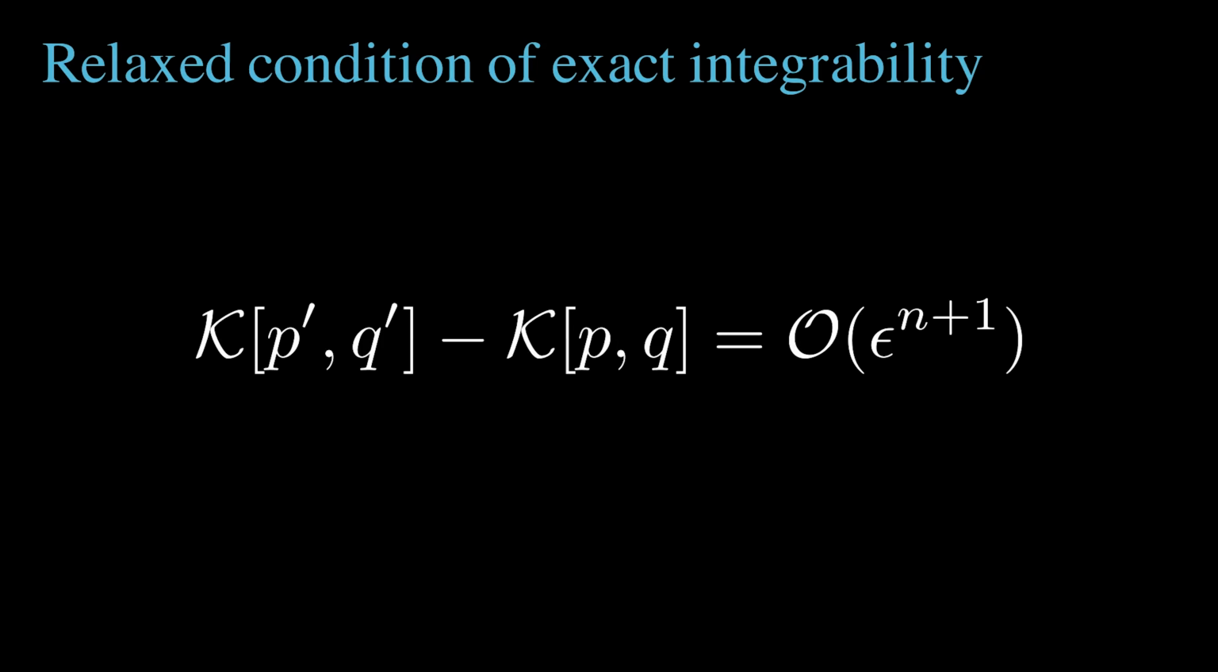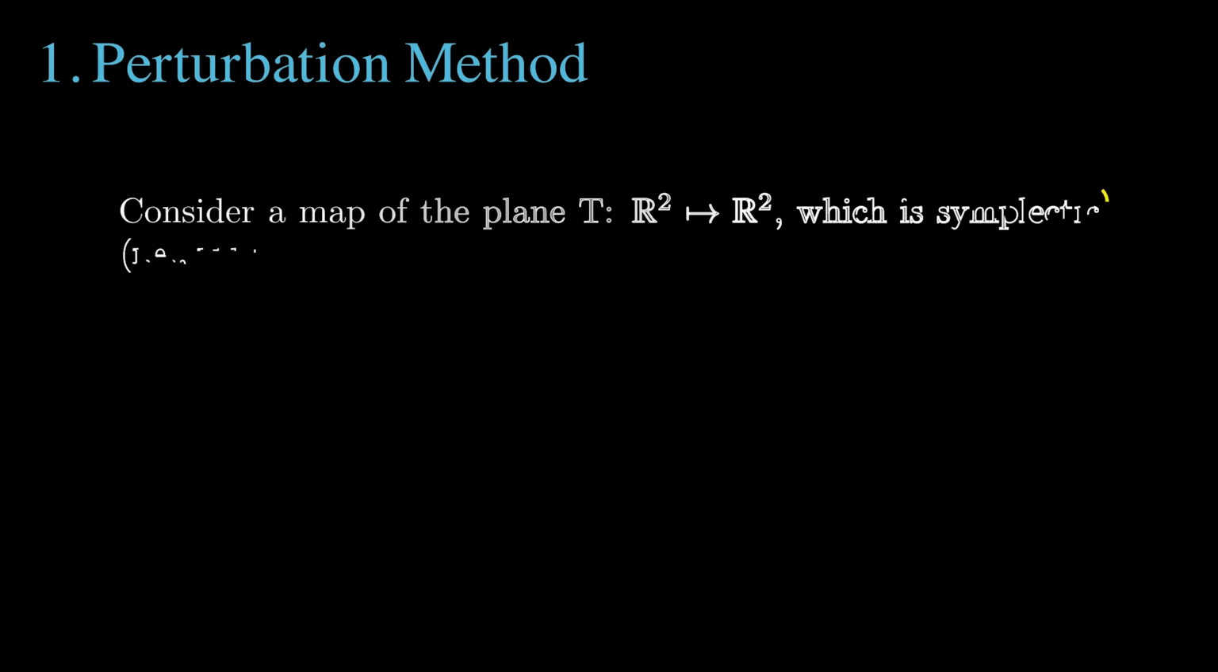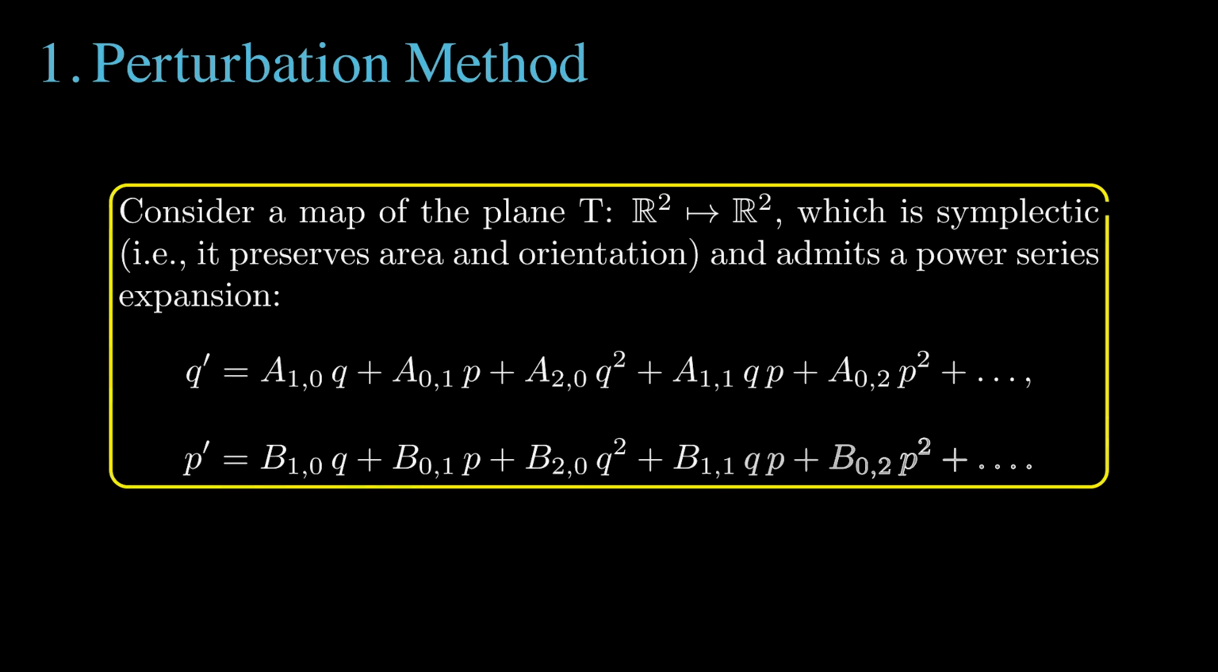Consider a symplectic map of the plane T, meaning it preserves both area and orientation, and that admits a power series expansion. For model lattices with thin lenses, such a one-turn map can be easily constructed using modern mathematical software. For more realistic accelerator lattices, virtually all accelerator physics codes internally represent the system as a series expansion before proceeding with iterations.